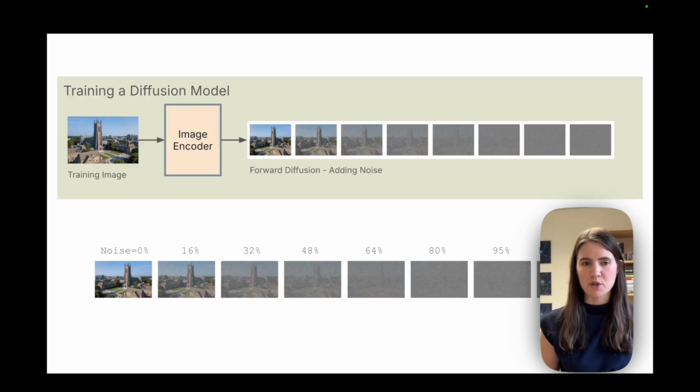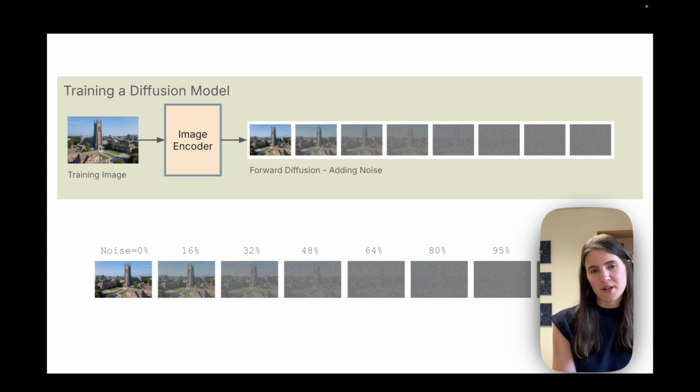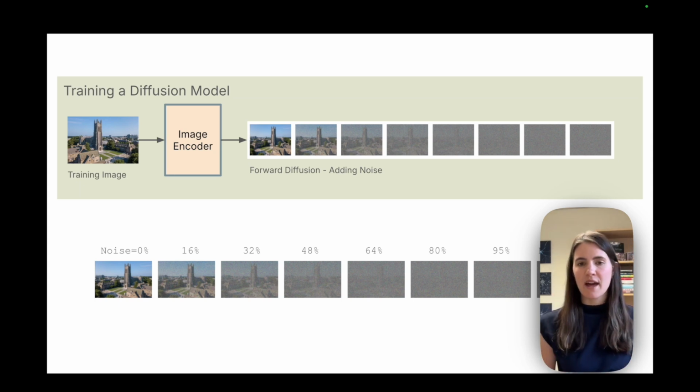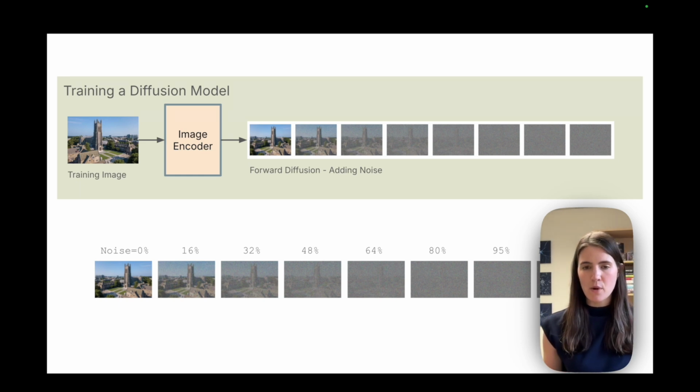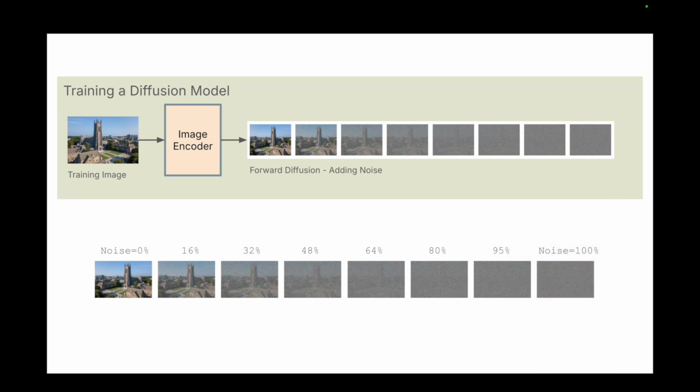So when we train a diffusion model, we take our training image, and remember, machine learning models only see things in terms of numbers, so we have to turn that training image into numbers, and then we add noise to that image. Through that process of adding noise, we curate a dataset where we have noise equals 0%, 16%, etc., all the way to noise equals 100%. And so we understand how much noise is in each image.